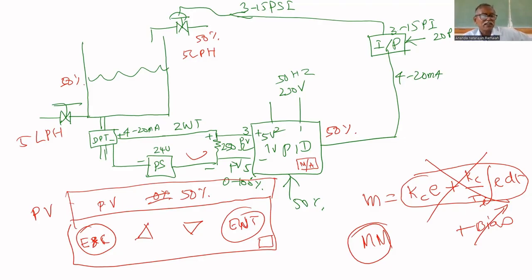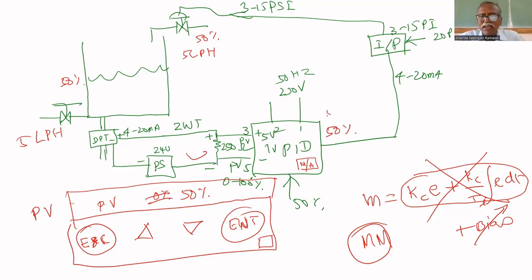PV will be displayed. Now PV is settled at 50%. How to find whether it is settled or not? It comes from 0 to 50. Then only the last digit varies: 50.1, 49.9, 50.2, 49.9. Like that it varies. It means it is settled.